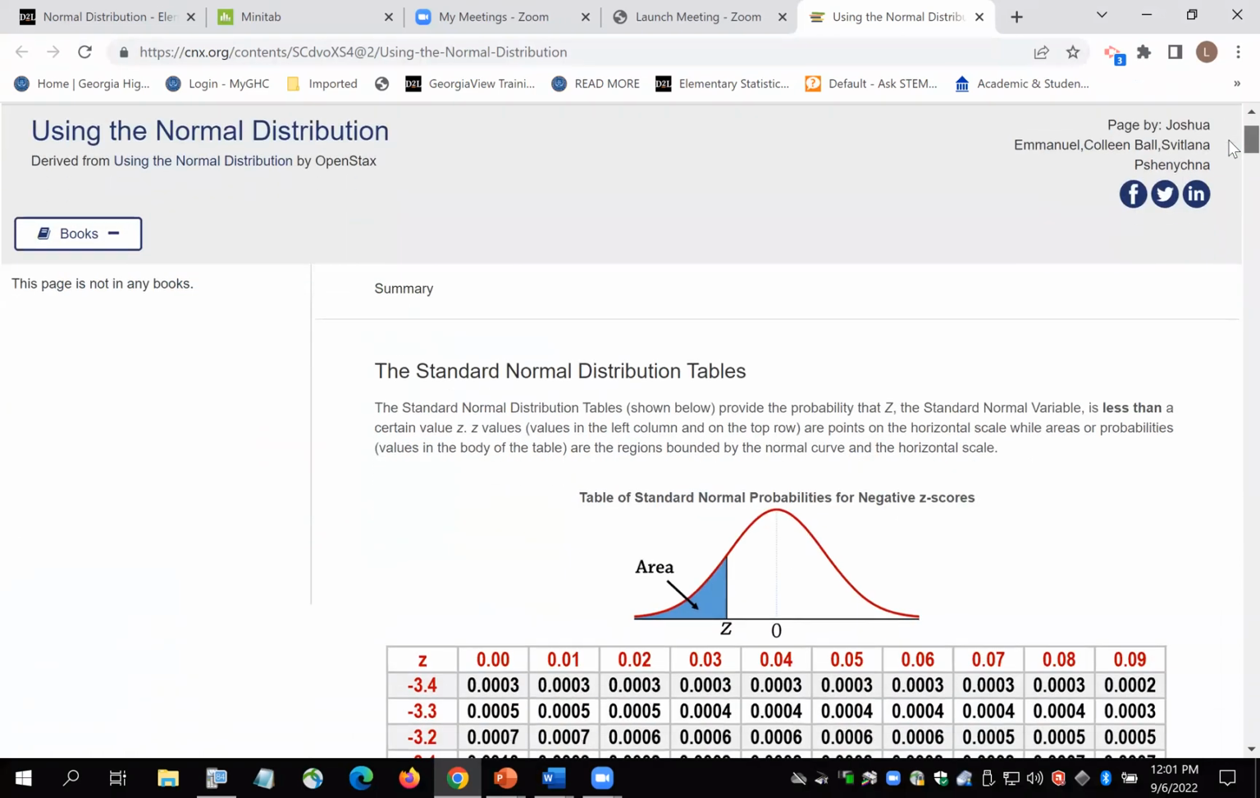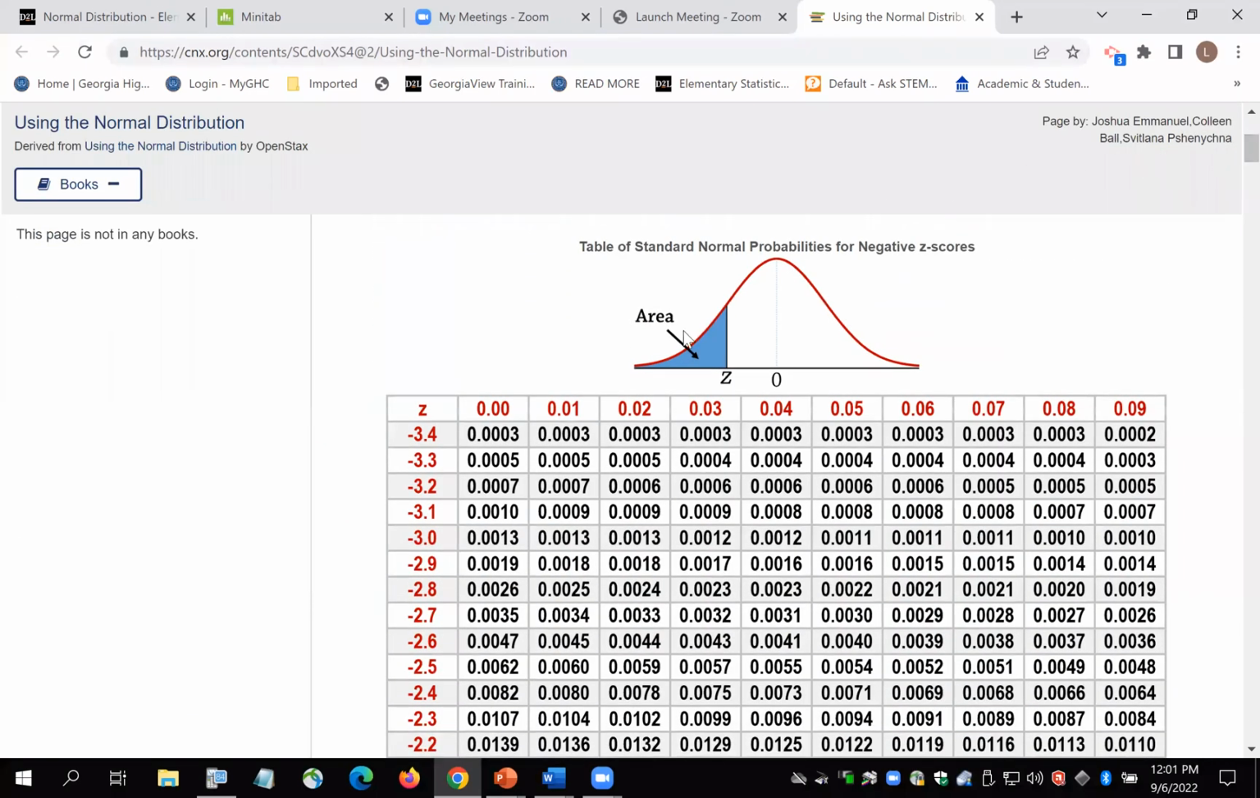One of the challenges with these tables is they can be set up differently. This particular table shows me a picture and indicates that we're finding the area to the left of the z value. There are other tables that read from the middle or from the center outward. So you have to know which table you have and how to read the table. This one is for negative z-scores. There'd be a separate table for positive z-scores. And guys, this is how Miss Ralston learned it.